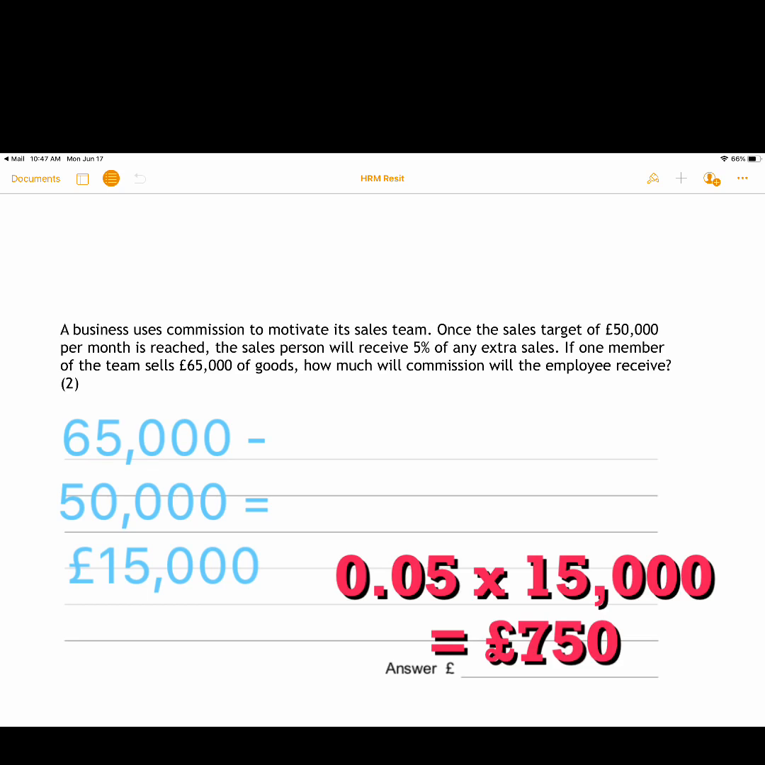So the employee, with the added motivation of the commission, for every additional sale that they achieved, they would get £750 for that £15,000, and that would get you the 2 marks.